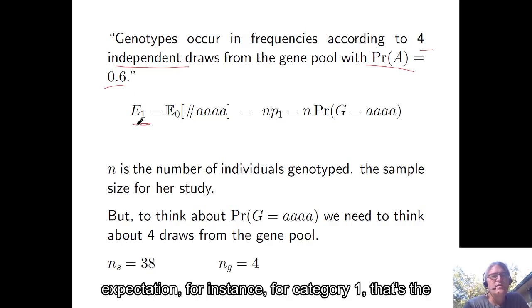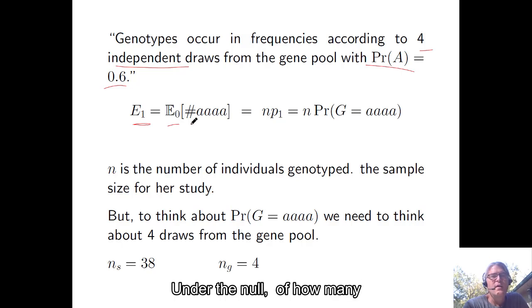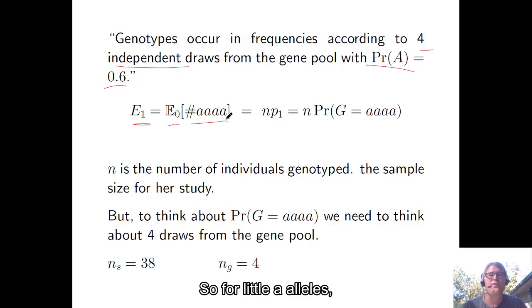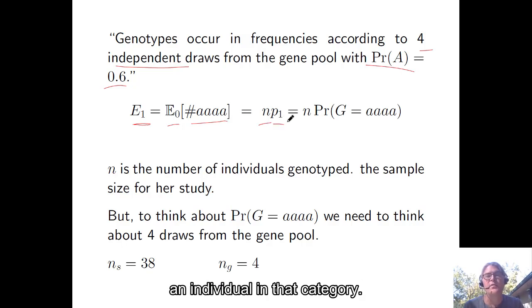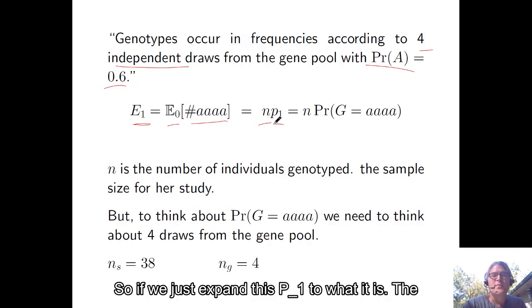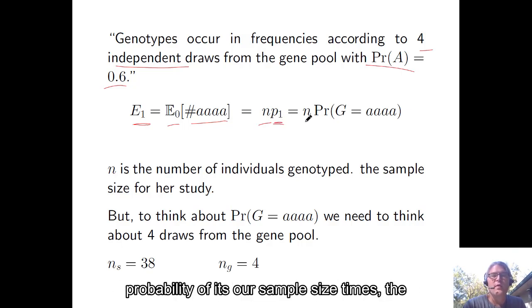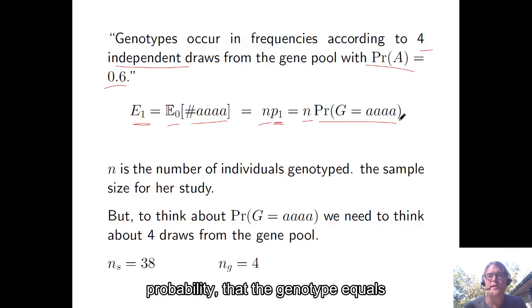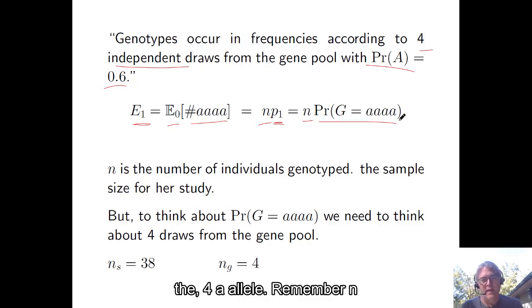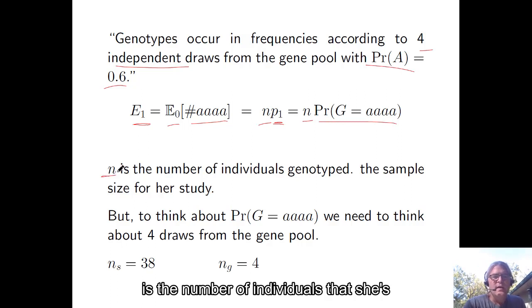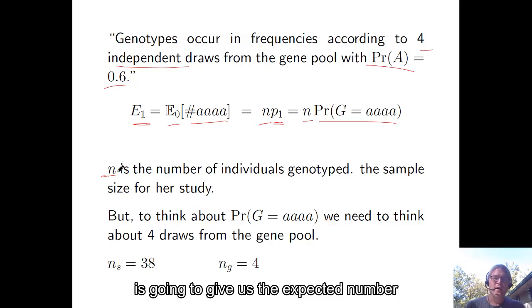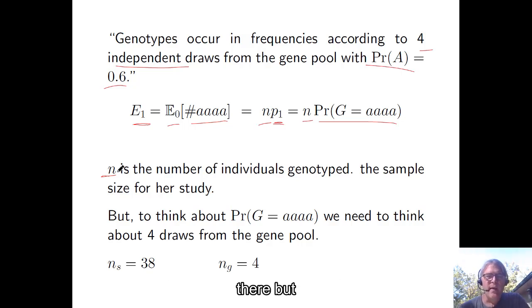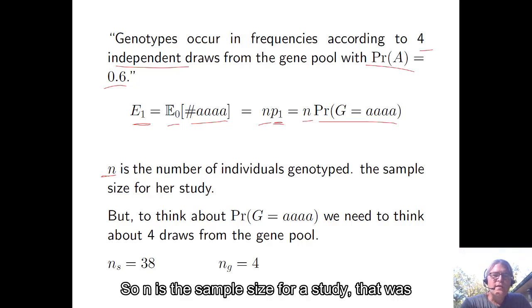So the expectation, for instance, for category 1, that's the expected under the null of how many individuals would be little a, little a, little a, little a. So 4 little a alleles. That's our sample size times the probability of getting an individual in that category. So if we just expand this p sub 1 to what it is the probability of, it's our sample size times the probability that the genotype equals the 4 little a alleles. Remember, n is the number of individuals that she's genotyped, so n times p 1 is going to give us the expected number there.